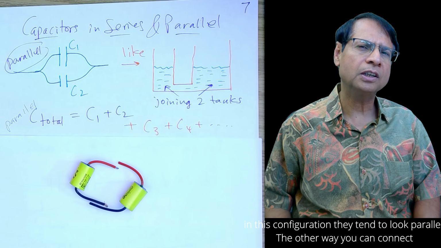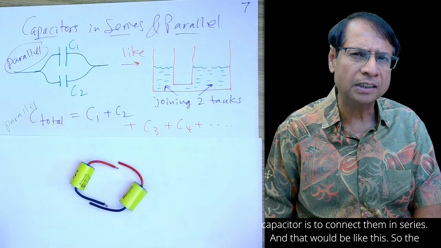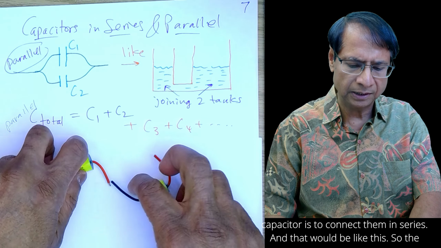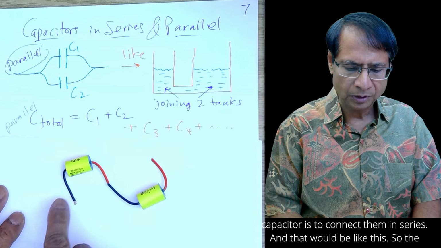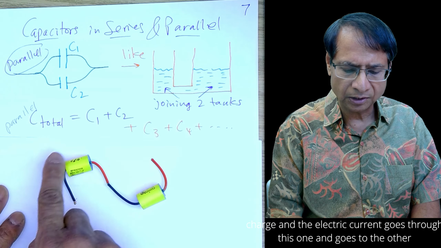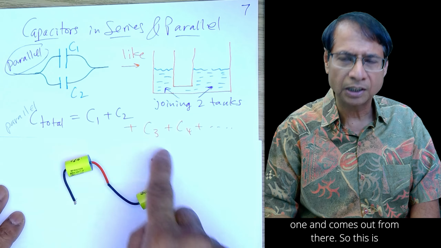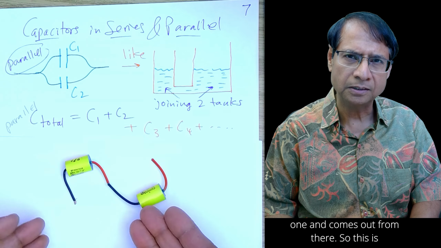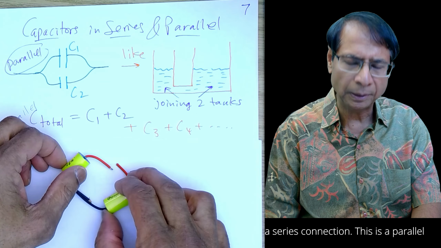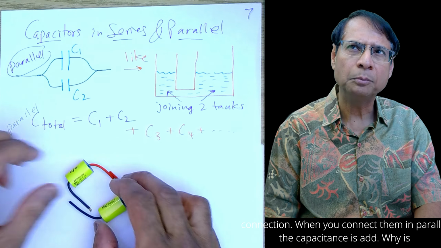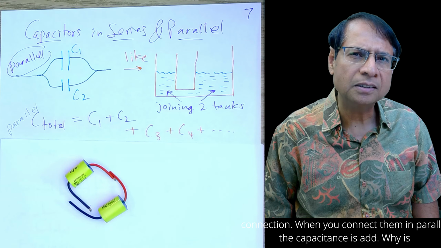The other way you can connect capacitors is to connect them in series, and that would be like this. So the charge and the electric current goes through this one, goes to the other one, and comes out from there. So this is a series connection. This is a parallel connection. When you connect them in parallel, the capacitances add.